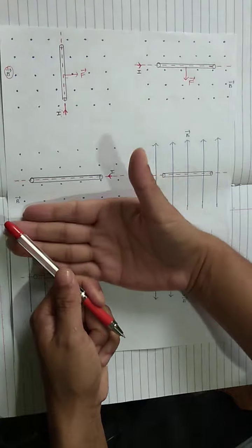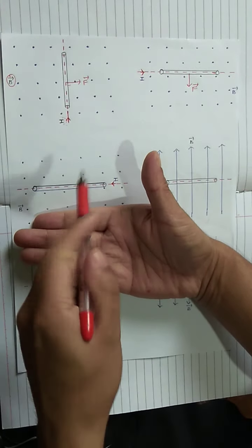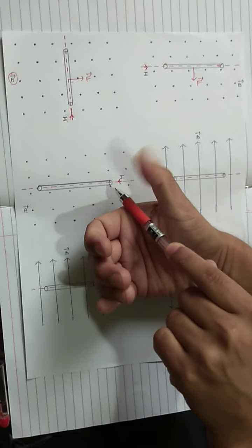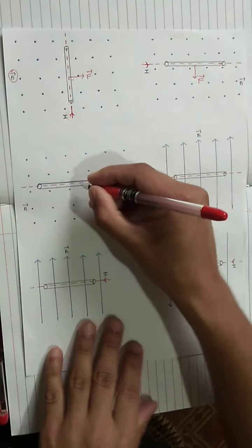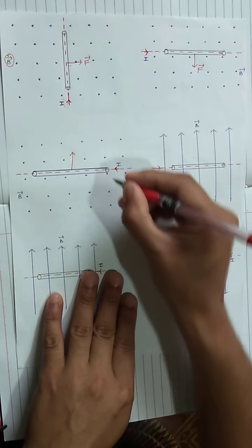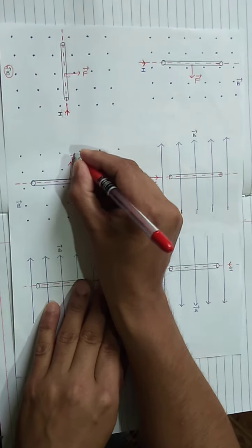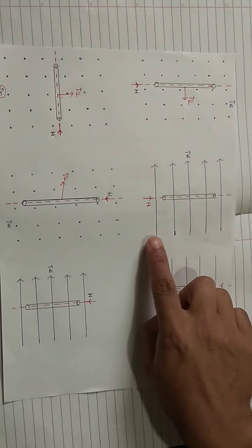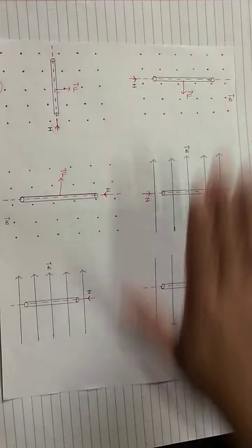First in the direction of I, then curl your fingers, then your thumb is pointing in this direction. This means that the magnetic force experienced by this wire will be in the upward direction, represented by this vector.